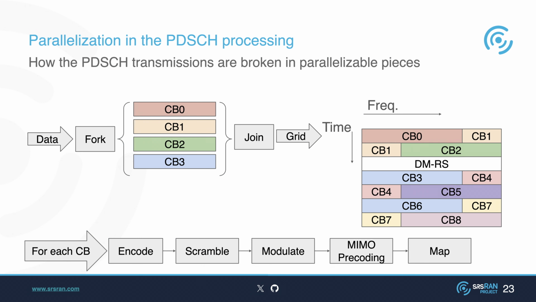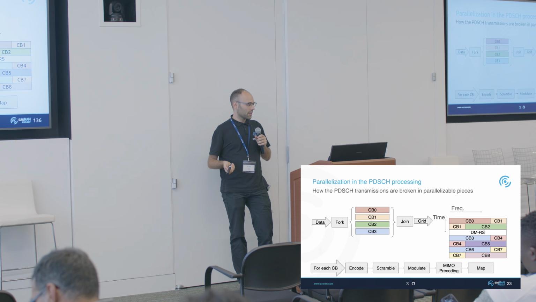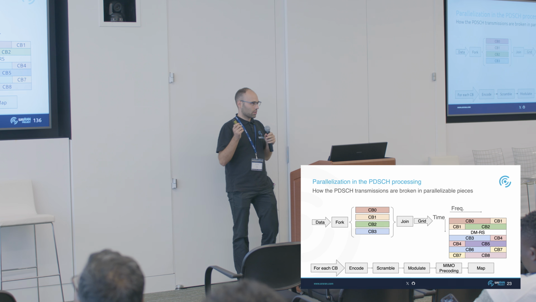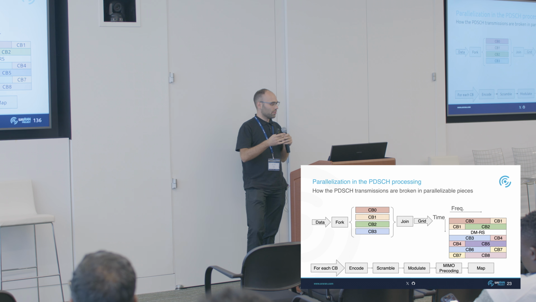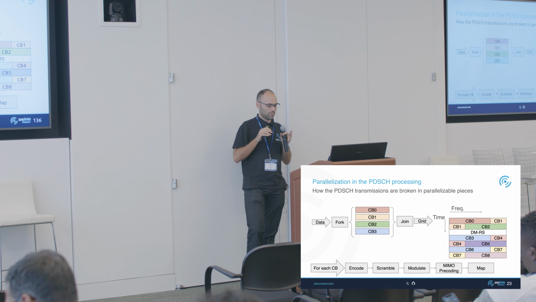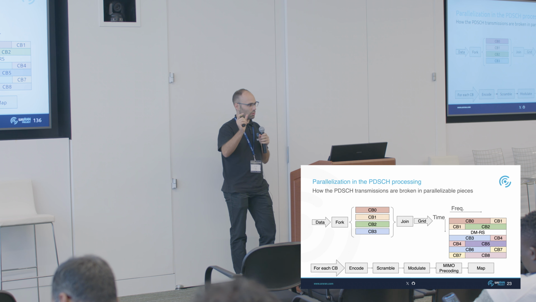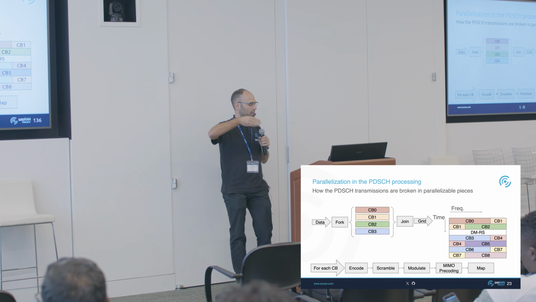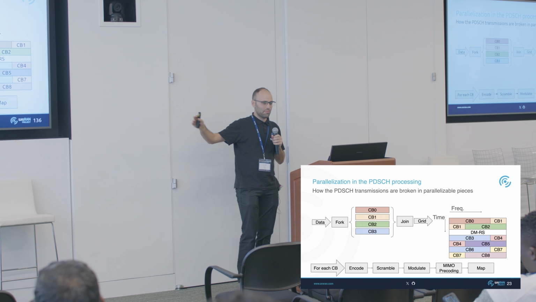OK, another thing that we did this last year was parallelizing the PDSCH. The parallelization on the PDSCH is done at code block level. When we want to transmit a PDSCH transmission, instead of starting from segmentation, the first thing we do is fork, creating asynchronous tasks. Each asynchronous task selects a portion of the transport block and processes it from the encoding, scrambling, modulation, MIMO precoding, and even the resource mapping, all in parallel.